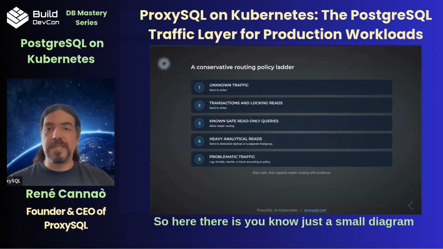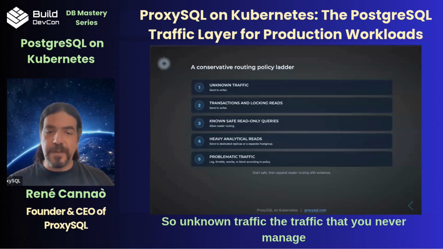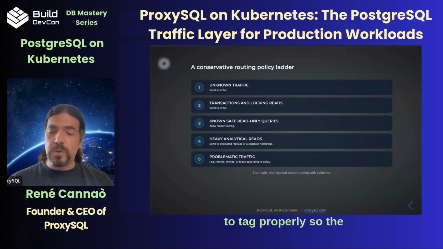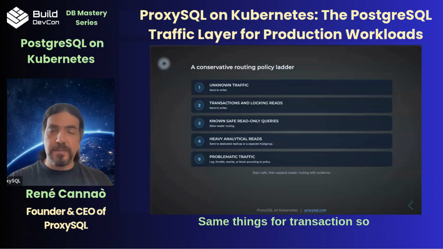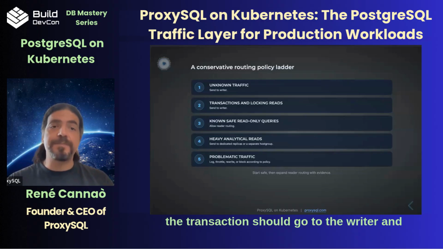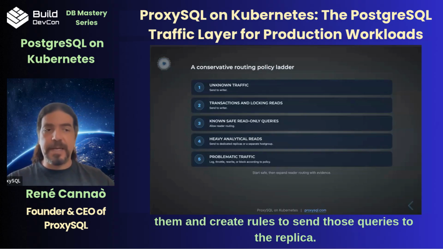Here there is just a small diagram that describes how the routing policy should be in general. So unknown traffic, traffic that you never managed to tag properly, the default will be that everything should be sent to the writer. Same thing for transactions. So the transaction should go to the writer. And if you identify that there are certain queries that are safe to be sent to the replica, you can just tag them and create rules to send those queries to the replica.